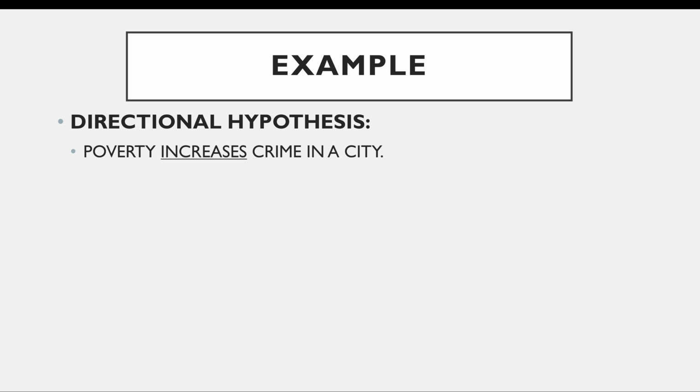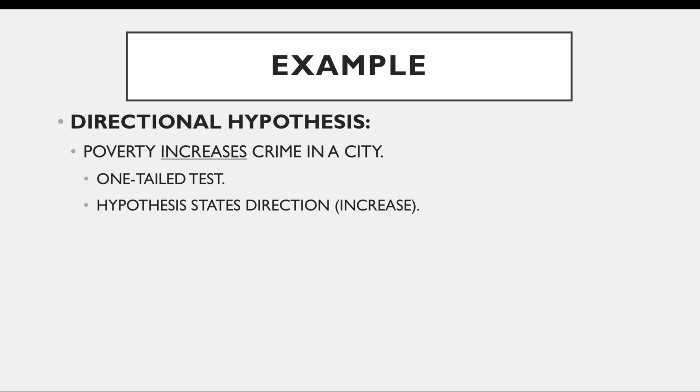So you can clearly see the word increases there. This automatically shows us that this is going to be a directional hypothesis. Why? Because it's stating the direction. What is the direction? It's going to increase. Crime is going to increase because of poverty. We are going to be doing a one-tailed test because it's showing the direction. And here we have again, hypothesis states the direction, which is increase.